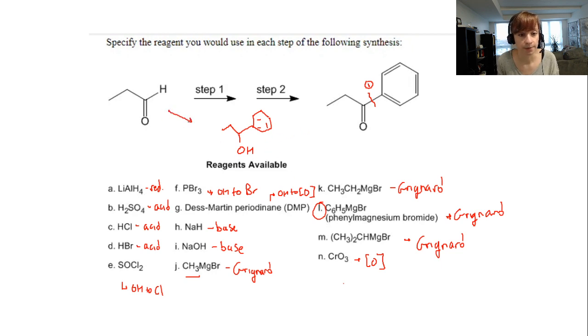So here, sorry, I'm going to write that out. So we have phenyl magnesium bromide as step 1. For step 2, we need an oxidant. Like I said, we would either use DMP or chromium trioxide, but DMP is specific to converting a secondary alcohol, such as this one, into a ketone. So DMP would be your oxidant in this case.